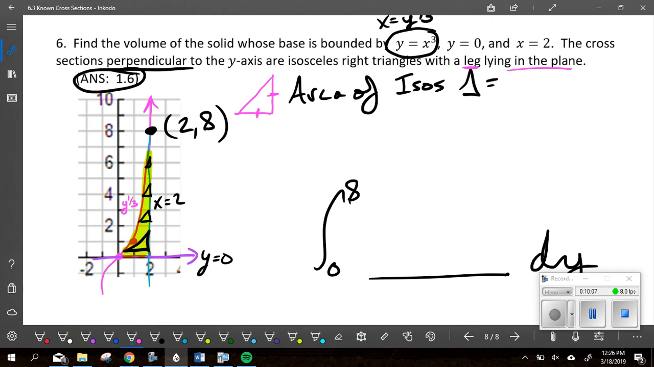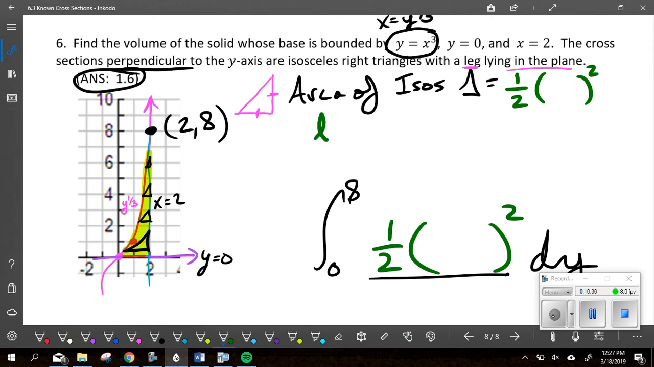What is the formula I'm going to use to find the area of that triangle? 1/2 base times height. But since it's an isosceles triangle, the base and the height are the same. So you could say 1/2 base squared, or leg squared, or whatever you want to call it, squared. So the thing I'm going to integrate is 1/2 something squared. All I need to know is how long is that leg, or that base, or whatever you want to call it.